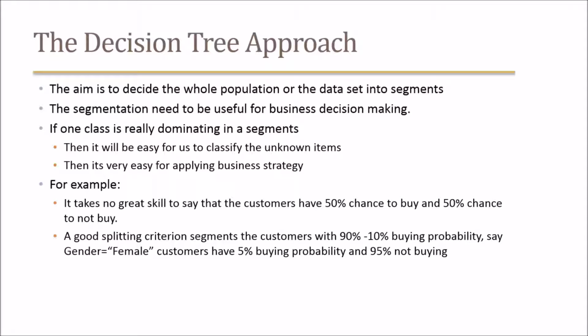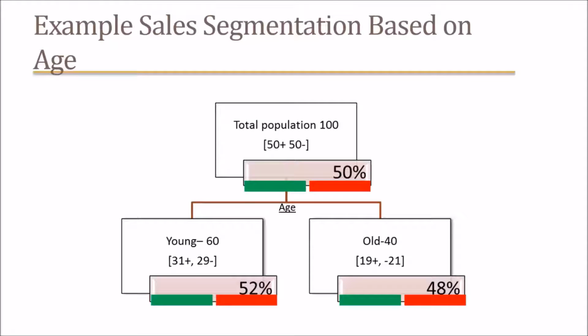That means we have segmented the whole population into two groups, where within one group we can say there are more buyers, and in the other group there are fewer buyers. So that is the whole decision tree approach. They divide the whole population into segments, in which each segment has a huge dominance of a particular class. So for example, our sales segmentation based on age.